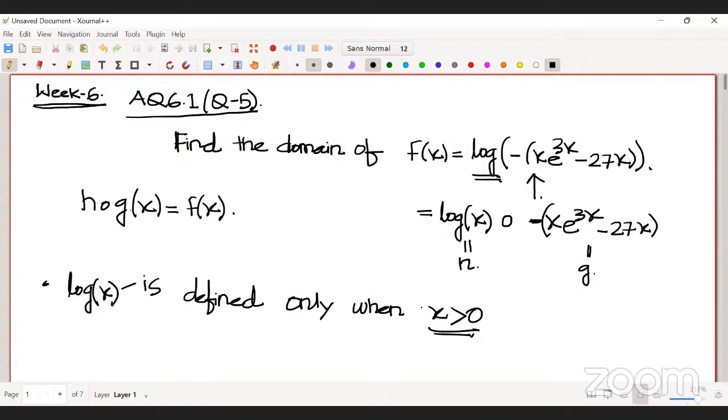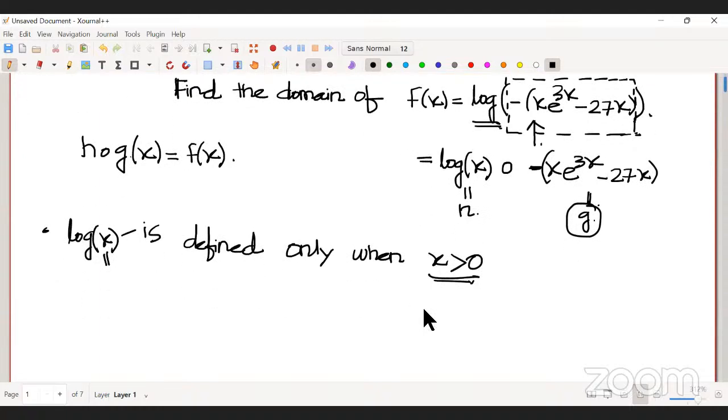Now instead of x, I have something else, some different function g. I want this term to be greater than 0, because only then is the composition defined. So I have to find all the values of x for which g of x is greater than 0.